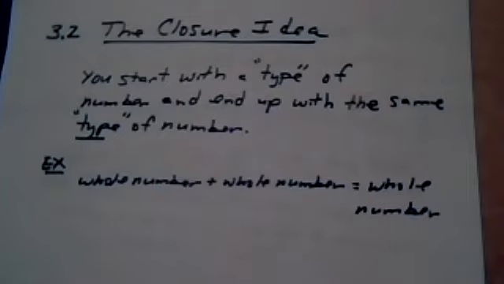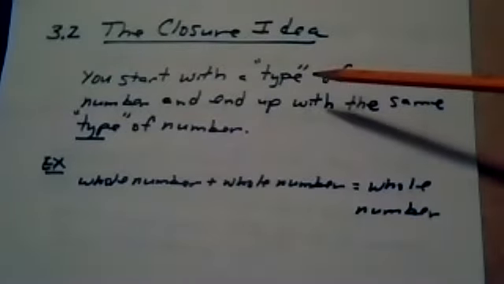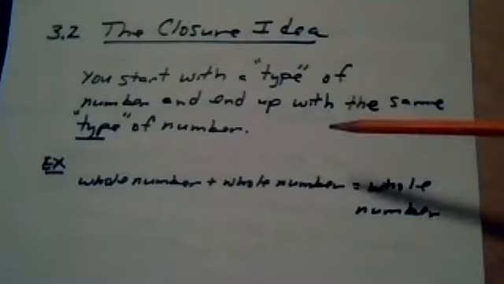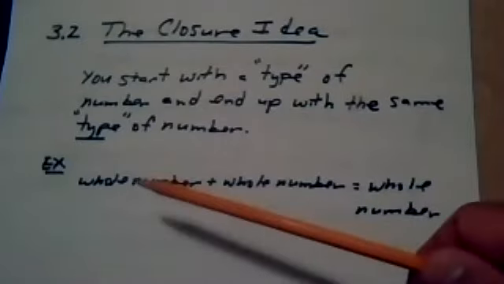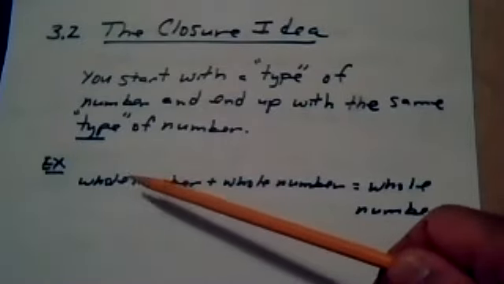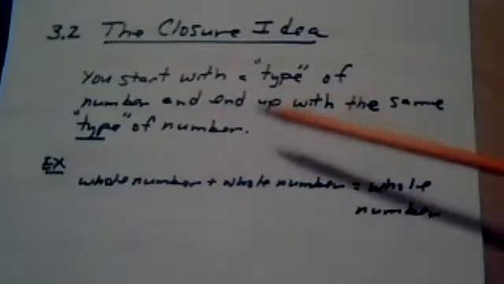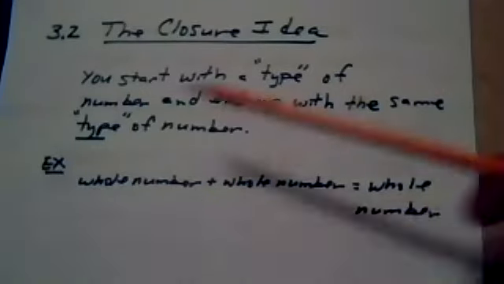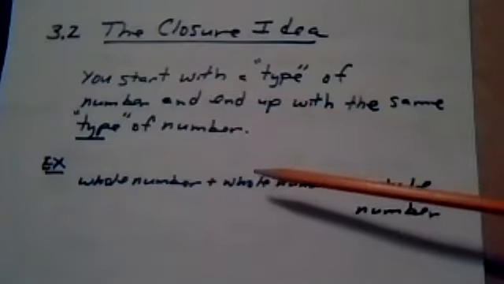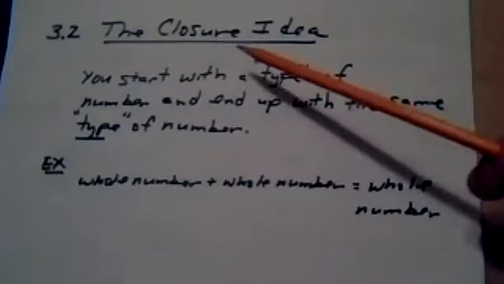Closure idea is the following. You start with a type of number and end up with the same type of number. You say, what do you mean by type? Well, we have whole numbers, natural numbers, rational numbers, integers. So if you start out with a whole number and add another whole number and your result is another whole number, then we say that set of numbers, in this case whole numbers, have closure.